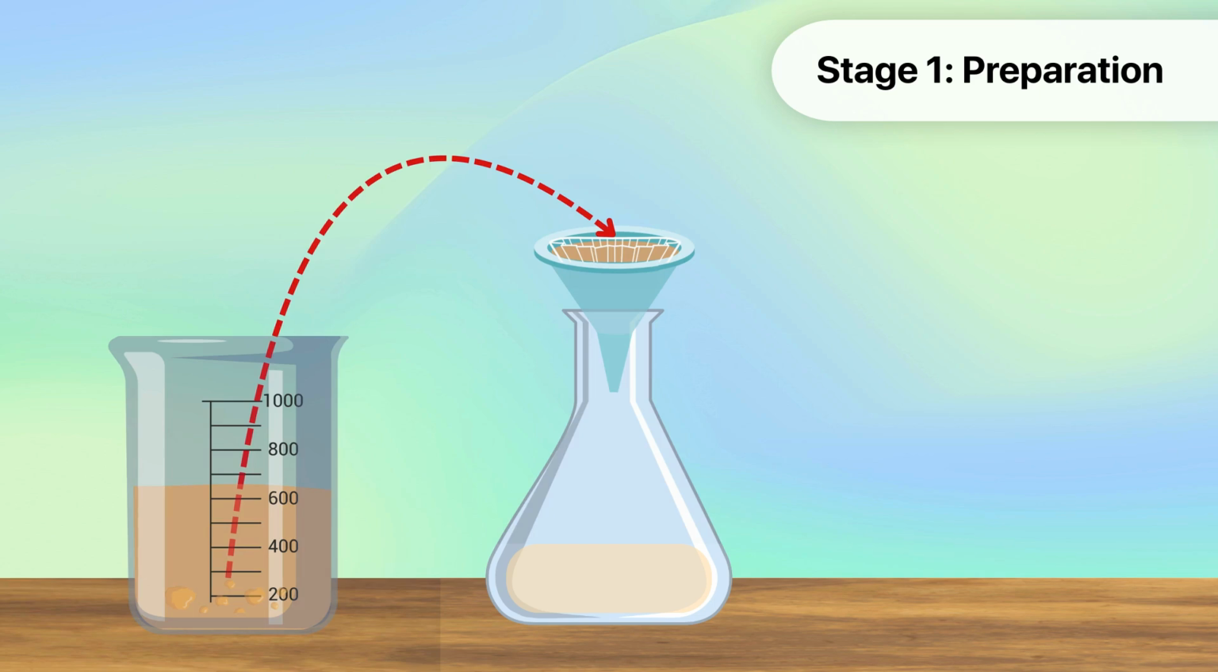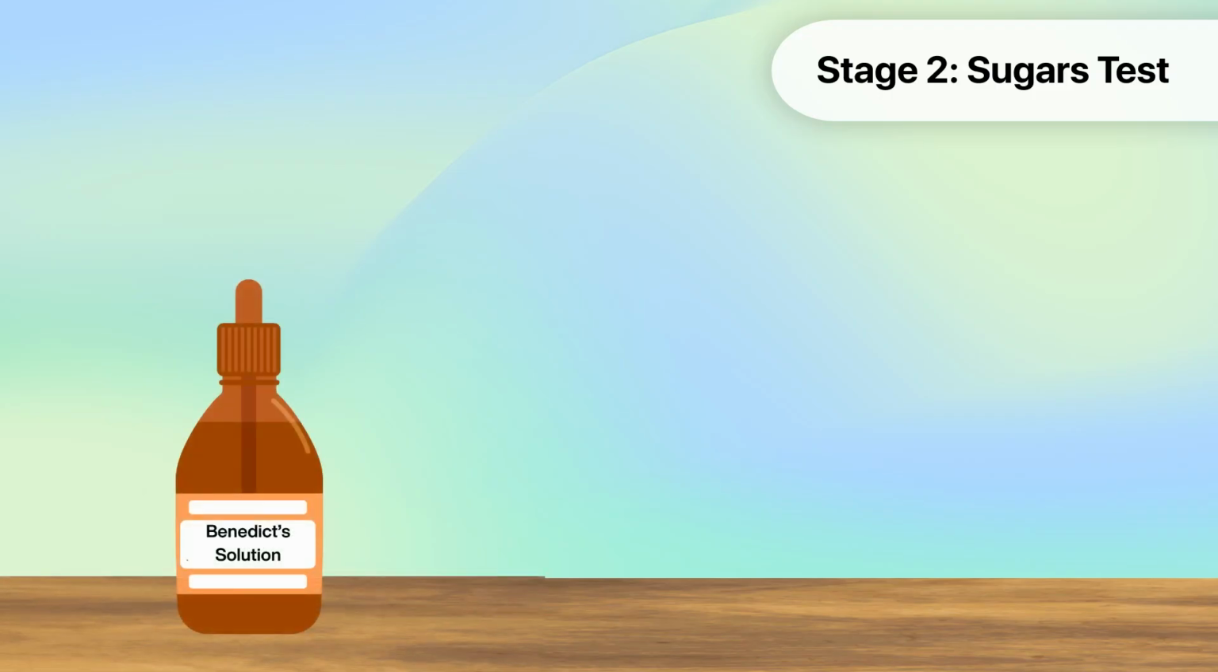We will conduct several tests on small volumes of this sample to test for different biomolecules. Let's move on to our first test. In this stage, we will use Benedict's solution to test for reducing sugars in our food sample. Firstly, prepare a test tube with 5 cm cubed of the food sample.